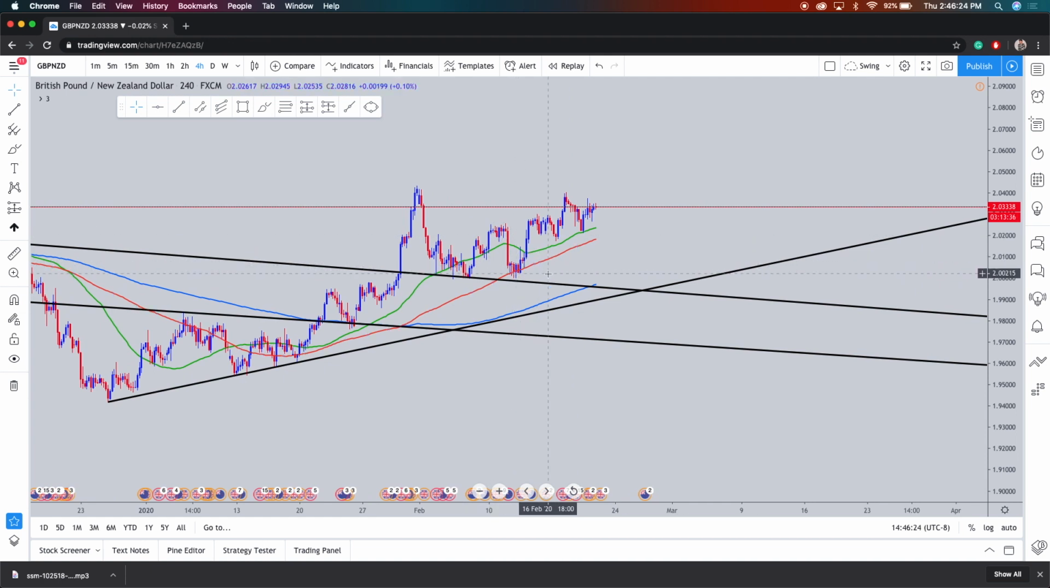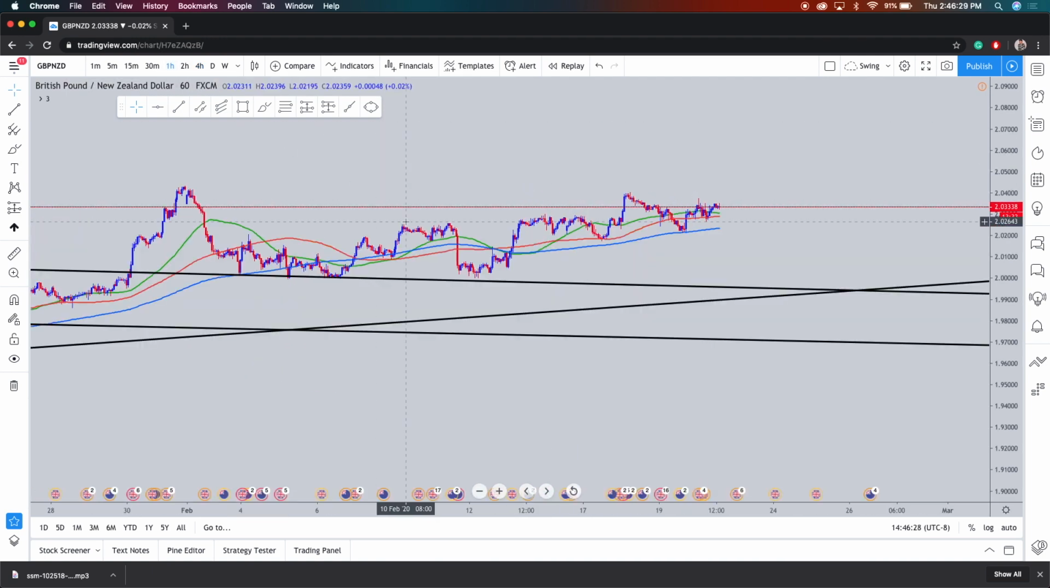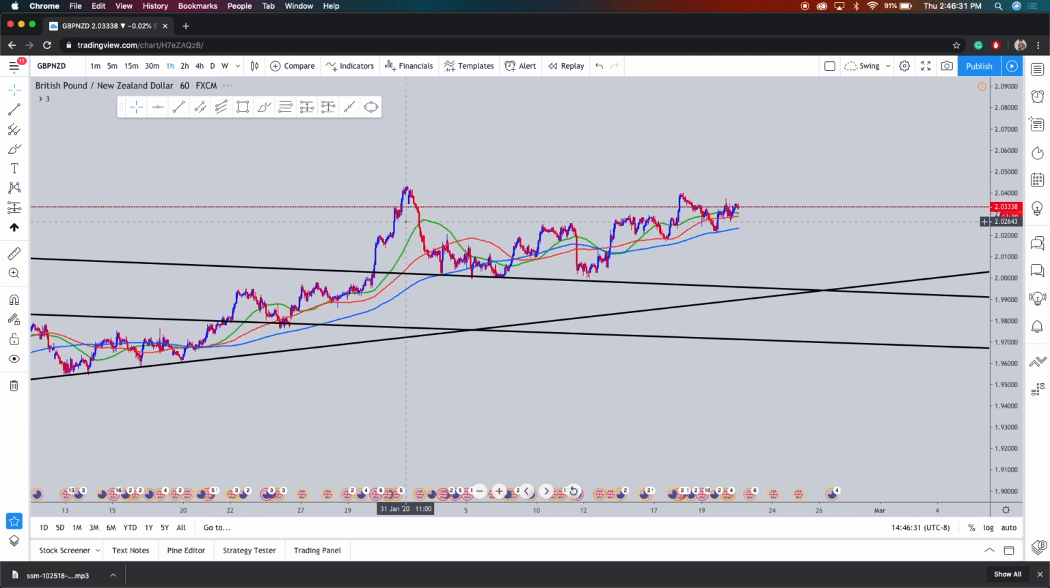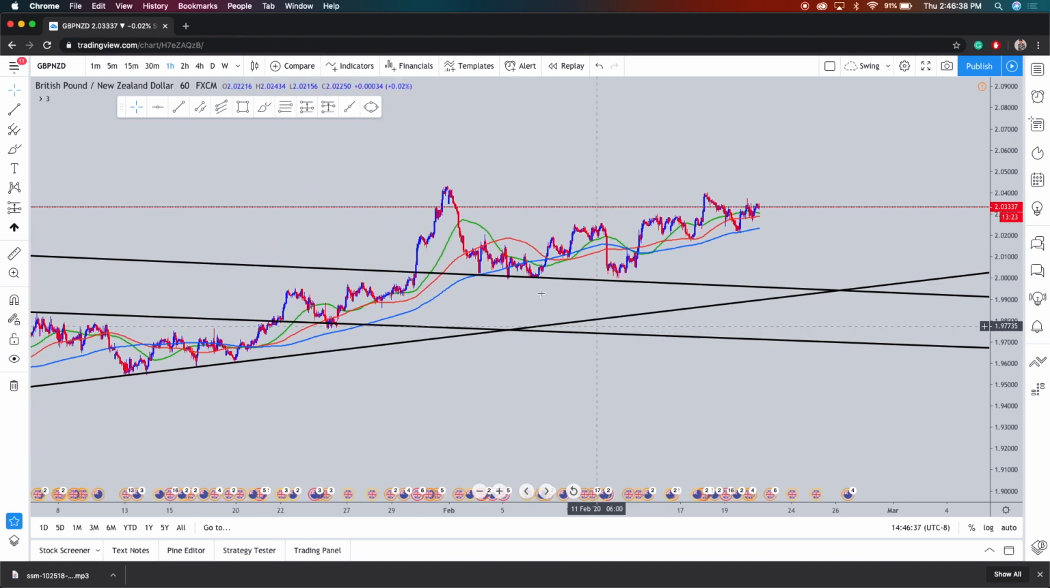And it came back around this area, and we had the 50 moving average as well on the 4 hour. If we're looking on the 1 hour, we saw it had a little bit of a rejection, so there weren't any more sellers, or at least not immediately.